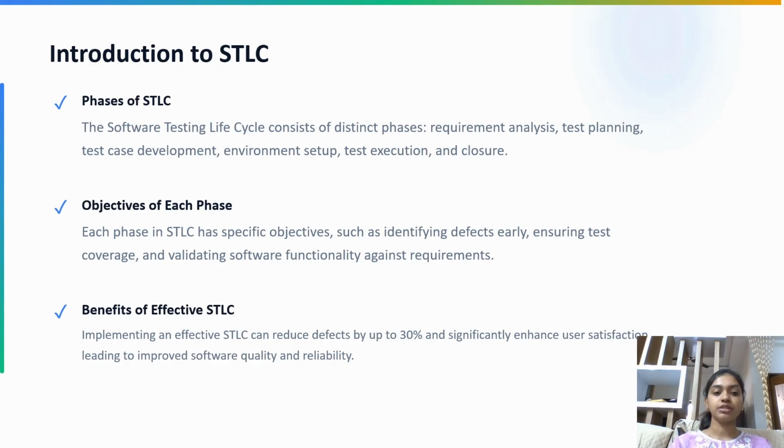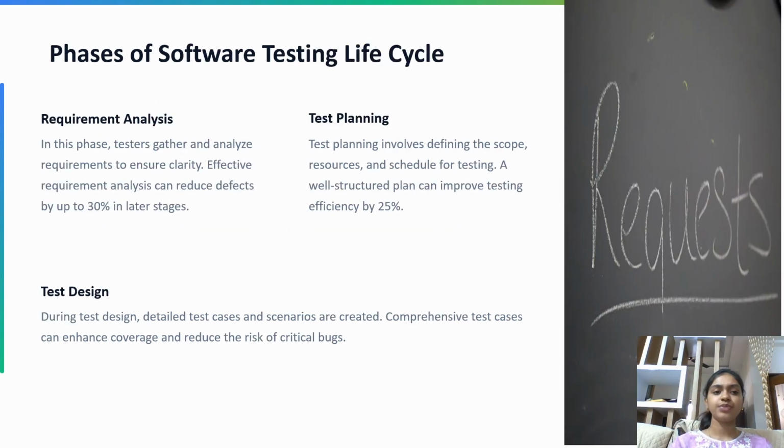Benefits of an effective software testing lifecycle: implementing it can reduce defects by up to 30% and significantly improve user satisfaction, leading to improved software quality and reliability. The first phases of the software testing lifecycle are requirement analysis, test planning, and test design.